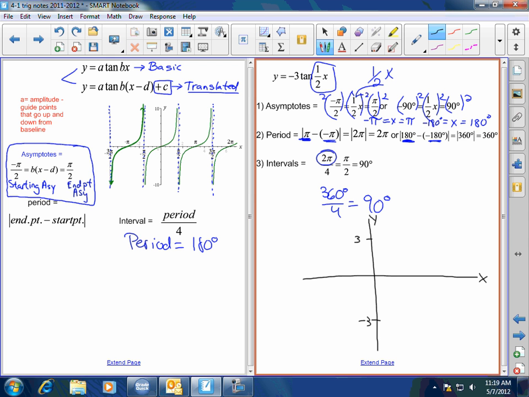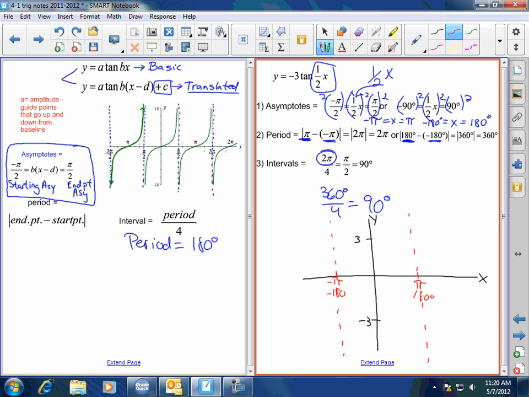Next, my asymptotes. I'm going to label my asymptotes. I got an asymptote here at negative pi, which is negative 180. And I've got another asymptote at pi, which is 180. Now, I know that my period is 360 degrees because I figured that out. My intervals are 90 because period divided by 4 is 90.